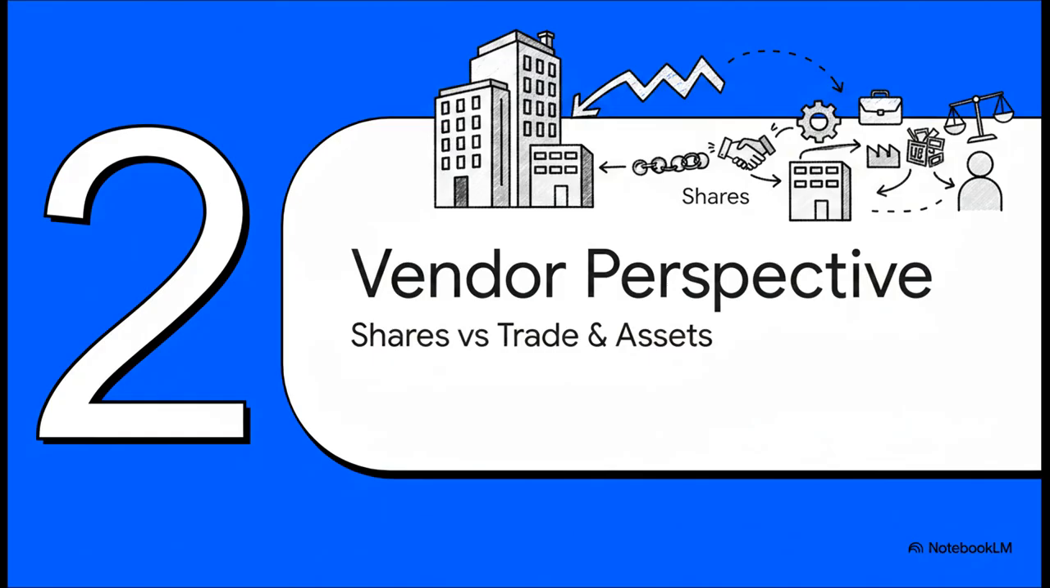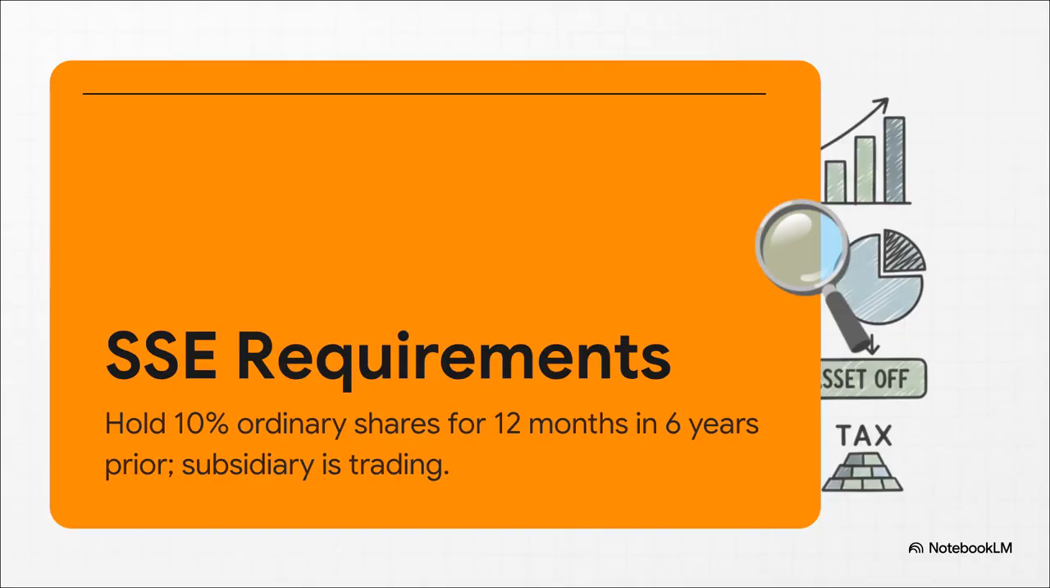Moving on to Section 2. Let's look at the vendor's perspective, specifically the choice between selling shares versus selling the trade and assets. When a parent company decides it wants to exit a subsidiary, they face a fundamental choice. Do they sell the shares directly, or do they sell the underlying trade and assets? Now listen closely. If you choose to sell shares, you must check the Substantial Shareholding Exemption, or SSE, immediately.